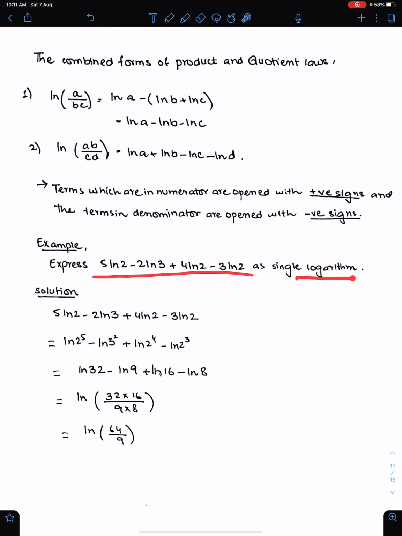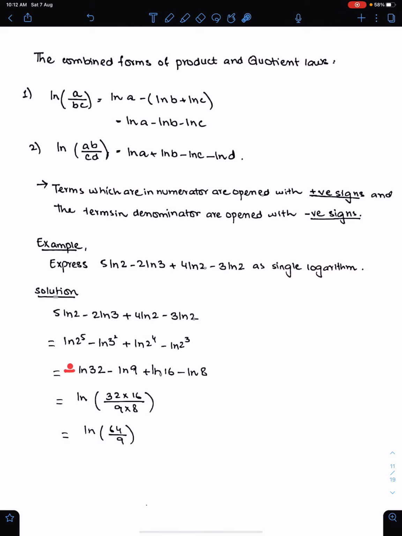Express this as a single logarithm. First, make the coefficients of all logs 1 with the help of the power law. Bring this 5 here, 2 here, 4 here, and 3 here, and get this equation. Now get the simplified form of this. 2 power 5 is 32, 3 square is 9, and so on.